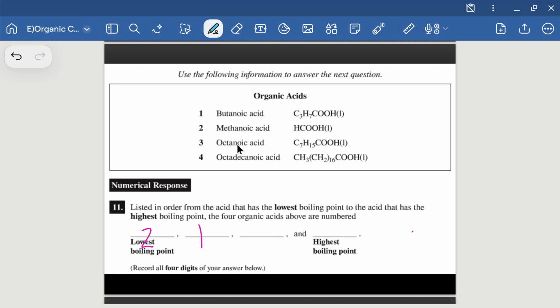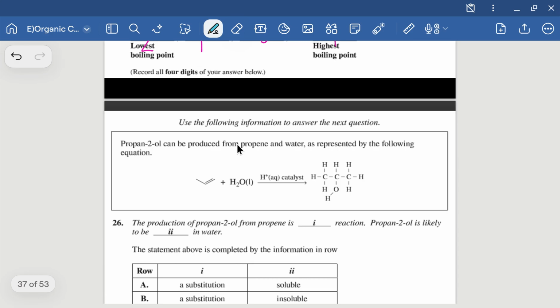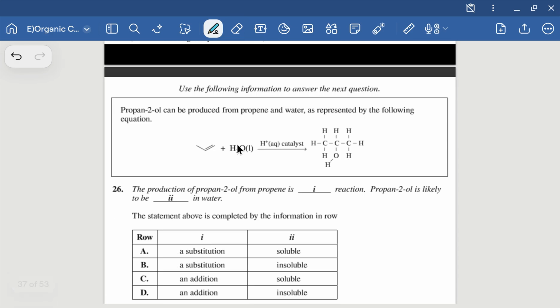Looking at the next one, the production of propan-2-ol, so what we see as a product from propene is A. So this is now going into organic reactions. If you're breaking a double bond, like we would be doing here, that is an addition reaction. And then propan-2-ol, because of that OH group, should be soluble in water.